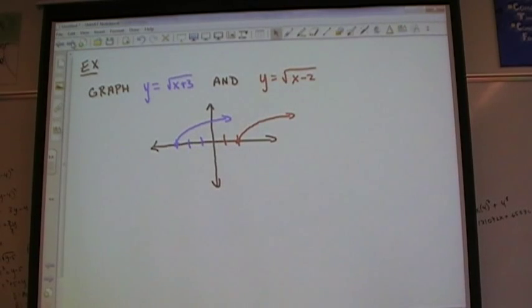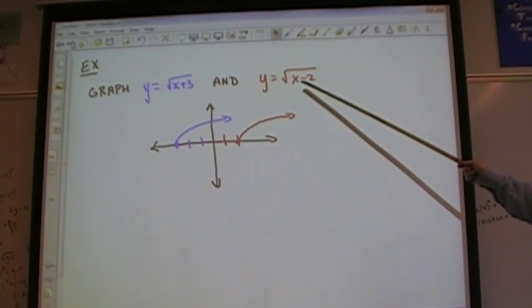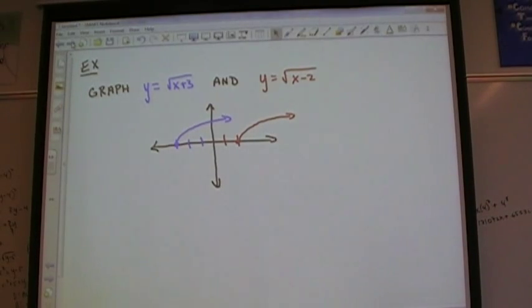How can you tell your domain? Whatever, you set the inside equal to 0, and then just say x minus 2 must be greater than or equal to 0. And when you add 2, you get x is greater than or equal to 2. Okay? And why do you go horizontally this time? If the number is inside the radical, added or subtracted inside the radical, that's a horizontal translation. If it's outside the radical, that's a vertical translation.